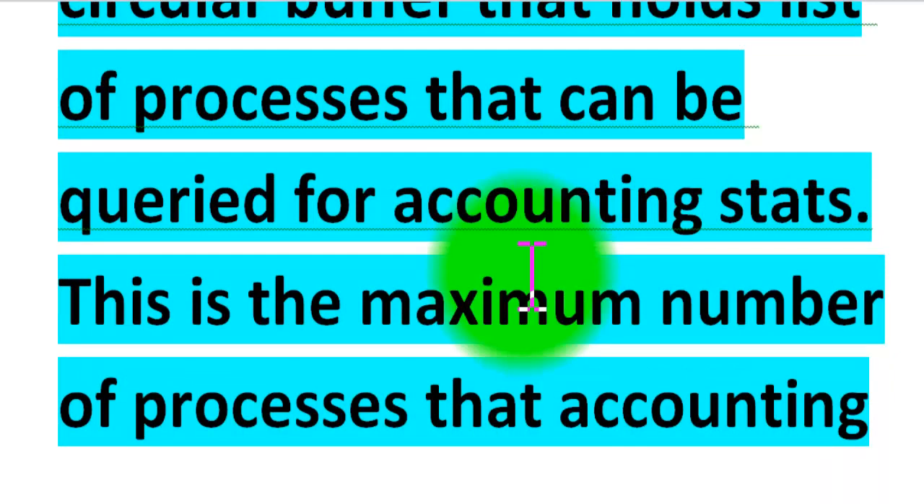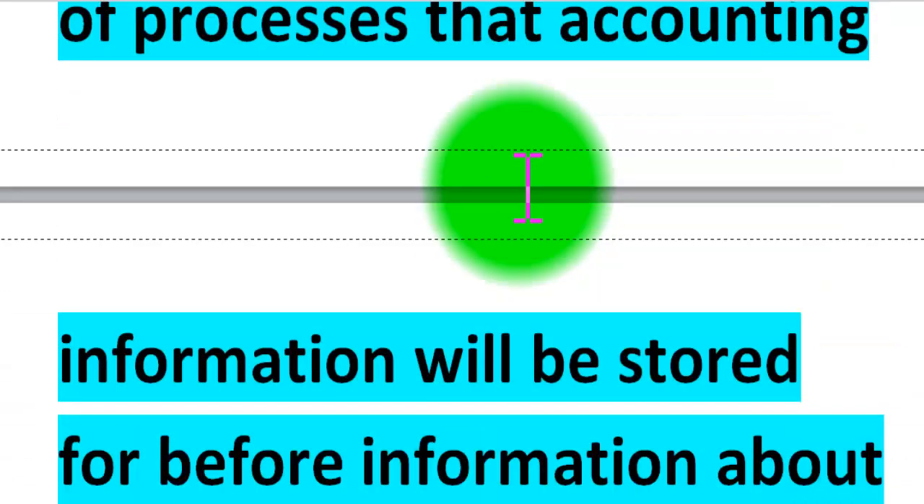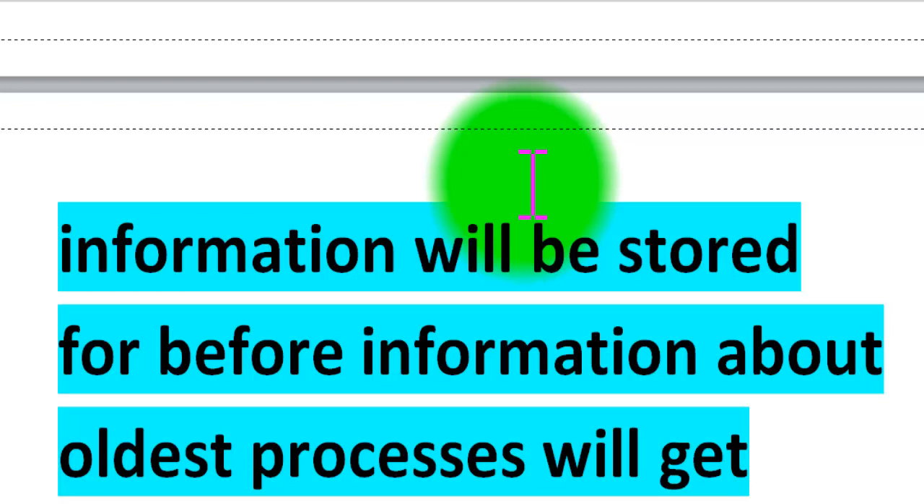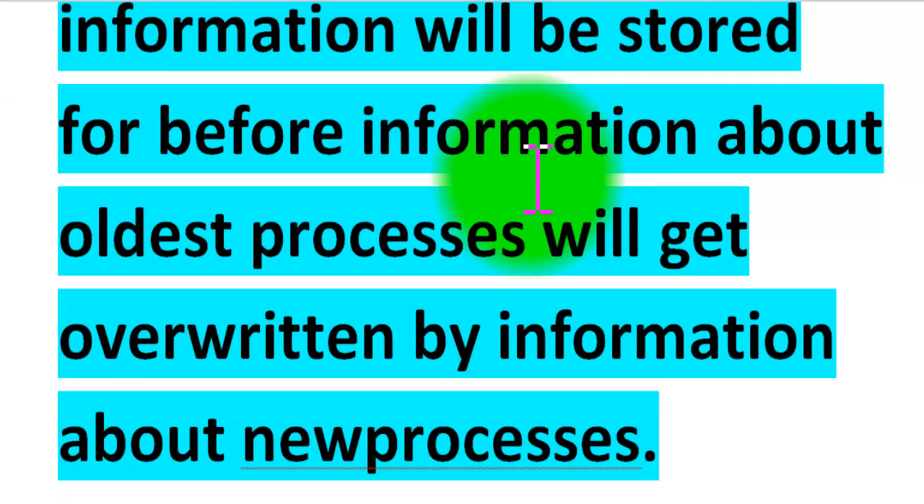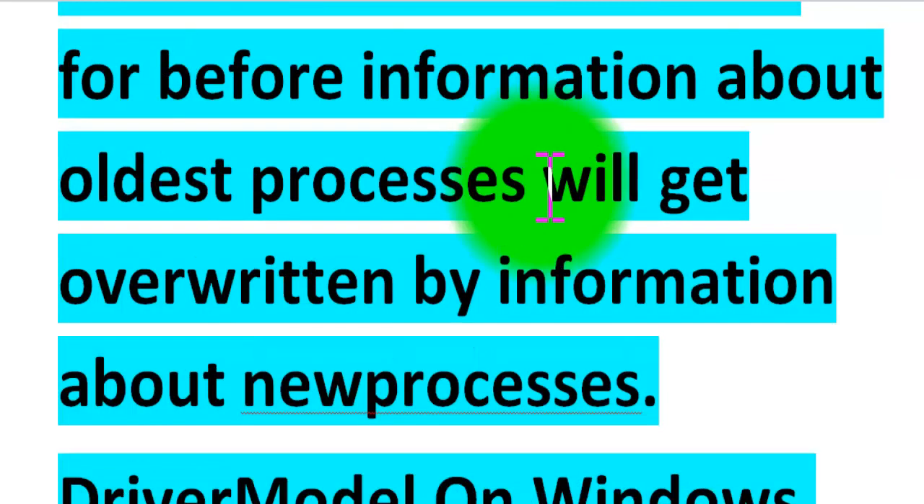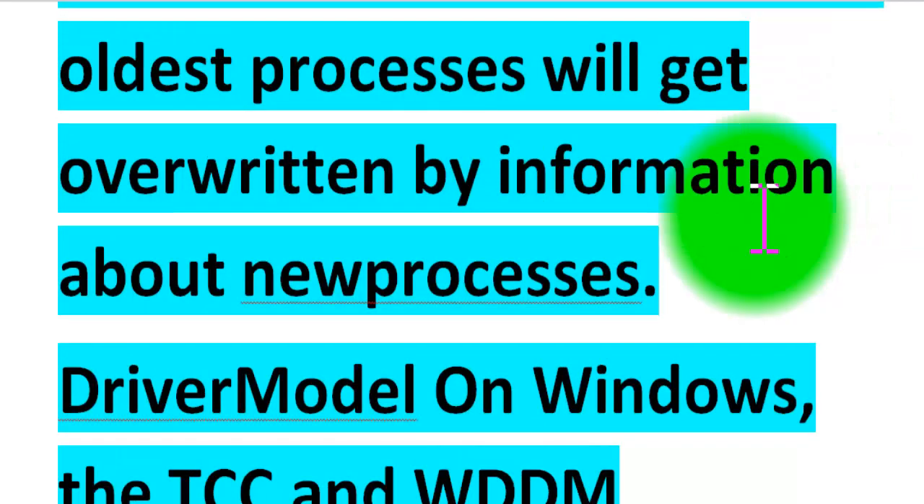This is the minimum number of processes that accounting will keep information for. Information about the oldest process will be overwritten by information about the newest process. It can be handled for a single process and is informative for new processes.